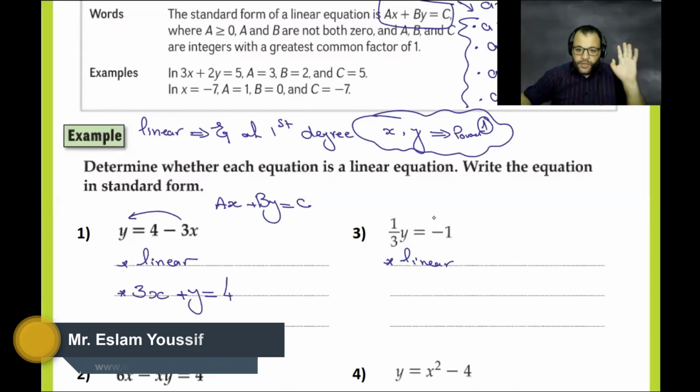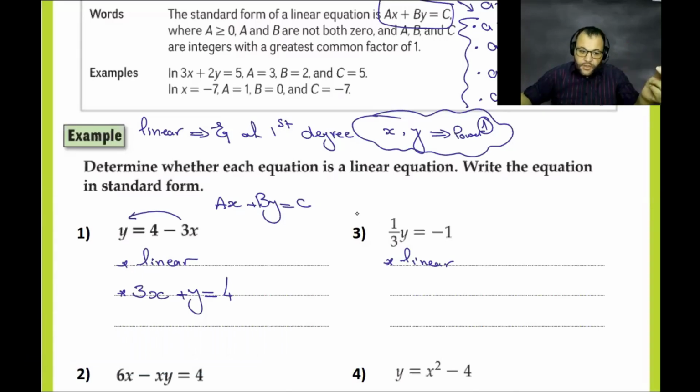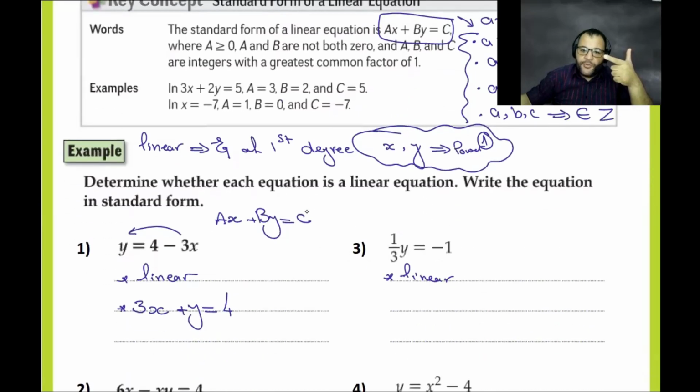Okay. Now we have only y. So what is the condition for the standard form? A is greater than or equal to 0. The first condition: A is positive or 0. And the second condition? A and B not equal to 0 at the same time. Is that right? Yeah. Okay.